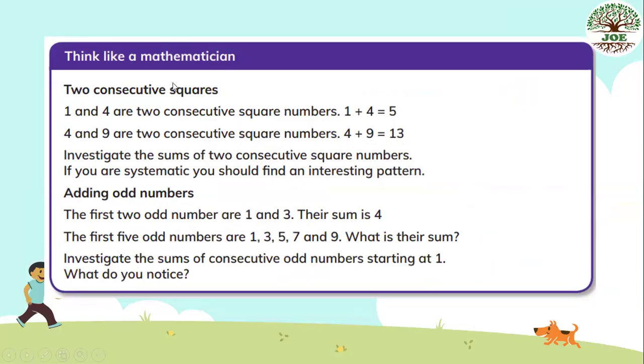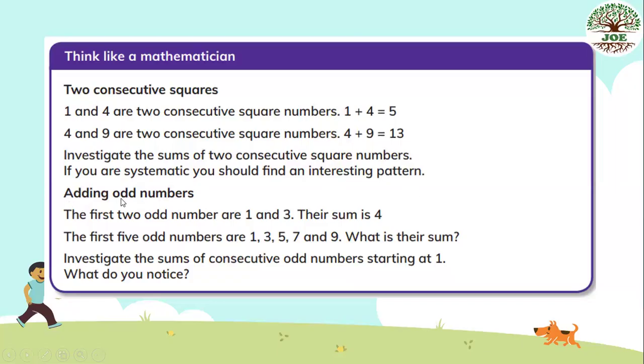This is think like a mathematician. Do consecutive squares. Consecutive squares are one after another. 1 square and 2 square. 1 square is 1 and 2 square is 4. If we add them, 1 plus 4 is 5. 4 and 9 are two consecutive square numbers. 4 is 2 square and 9 is 3 square. So we can get 13. Investigate the sums of two consecutive square numbers. If you are systematic, you should find an interesting pattern. Let's see what we're going to find.